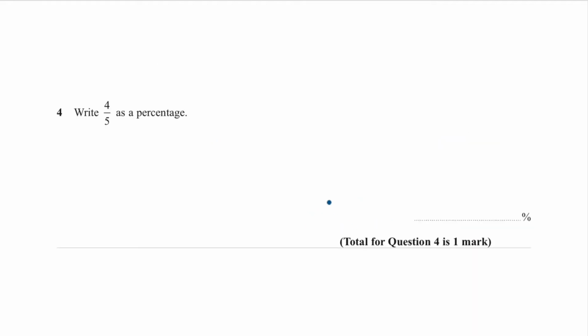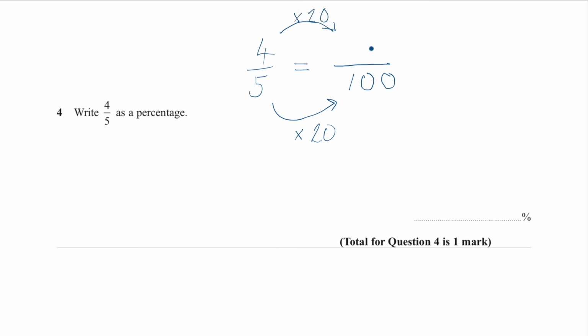Question 4, write 4/5 as a percentage. So we've got 4/5. We want it as a percentage, which means we want the value out of 100, because percentage means out of 100. So how do we make 5 into 100? Well, we times by 20. So if we do the same thing to the top, times by 20, we'll have an equivalent fraction. So 4 20s are 80, so we've got 80 out of 100, so that's 80%.